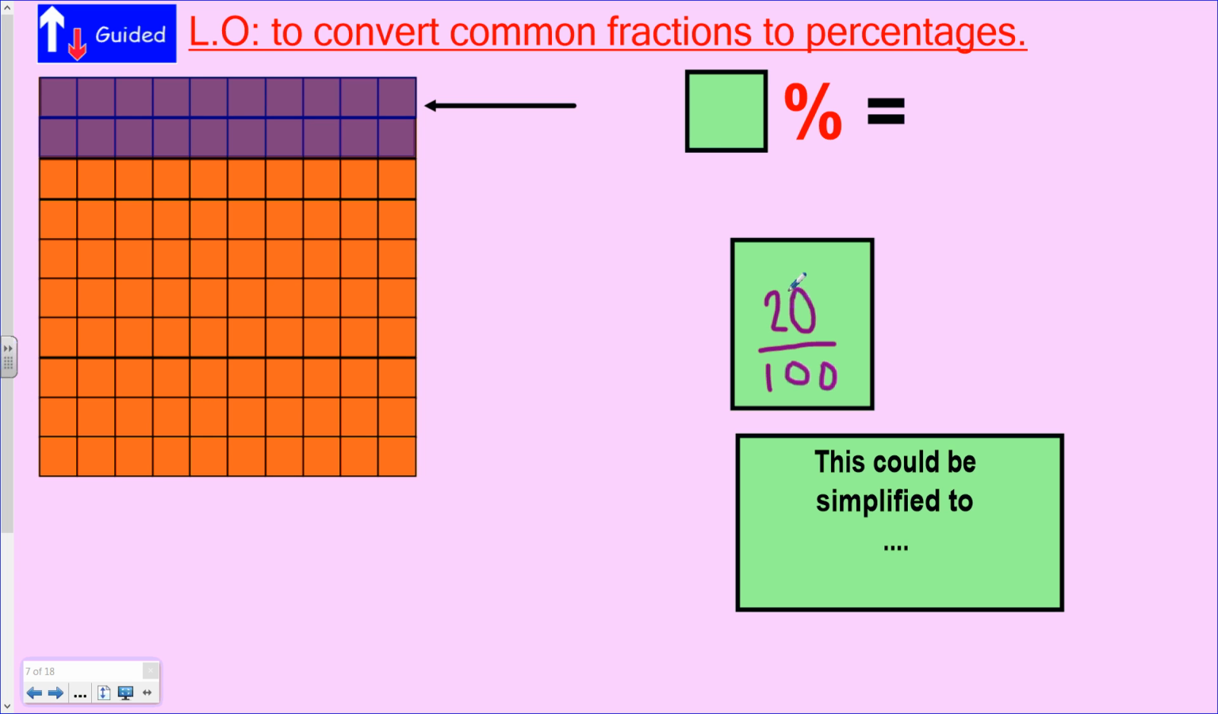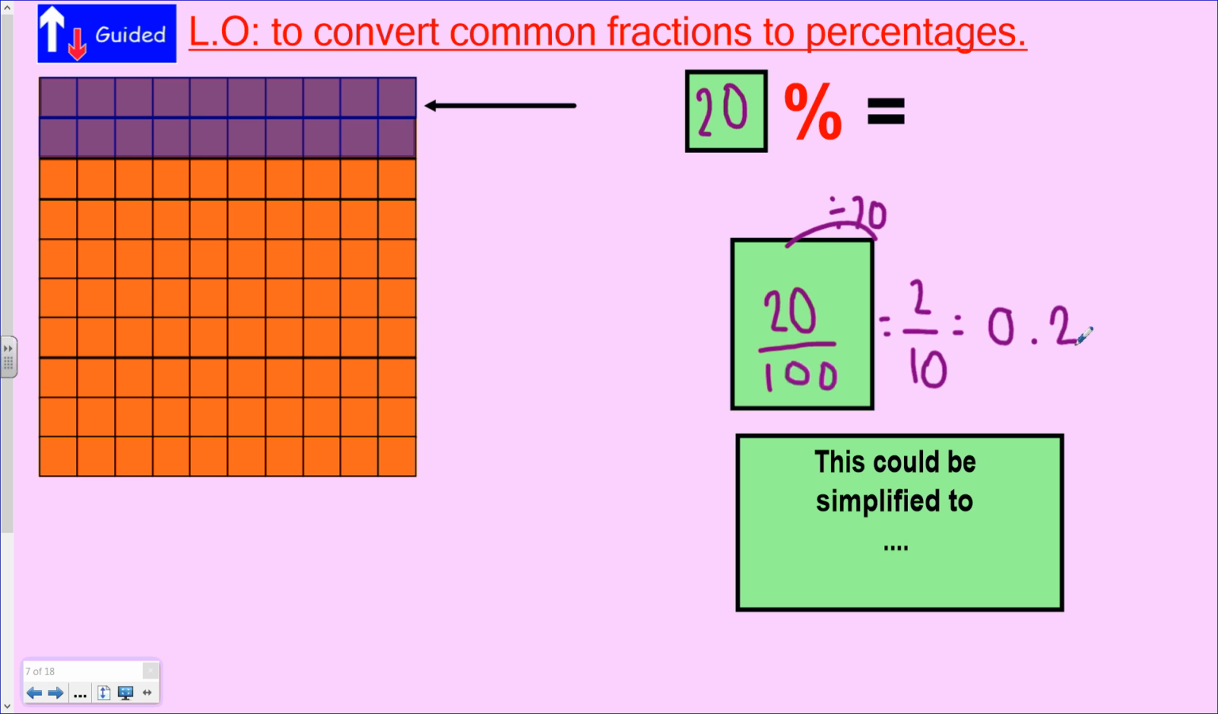So as a percentage, if it's 20 out of 100, then it must be 20%. And again, can this be simplified? Well, we know it can. They're both multiples of 10, so I'm going to divide them both by 10. That becomes 2/10, which we know is the same as 0.2.